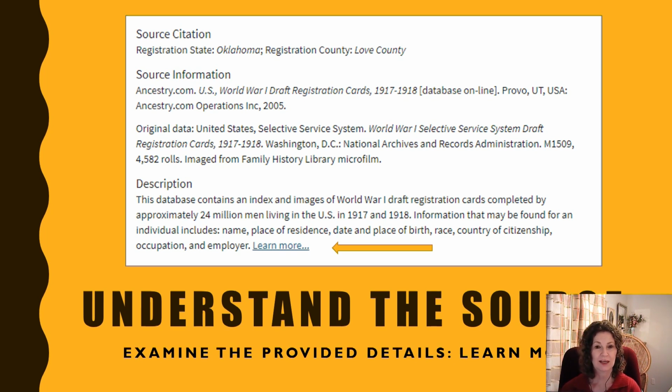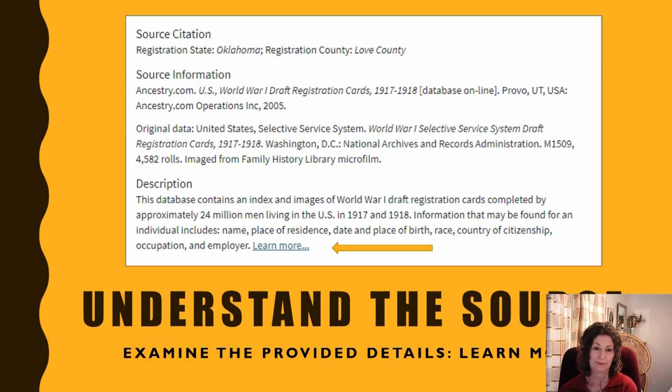Now, what about source information? Does that give us enough detail, enough information? Well, we learned that it came from Ancestry's collection called U.S. World War I Draft Registration Cards, 1917 to 1918. And we get a little bit of an idea of where Ancestry is located and the year that this collection was created. And then we do get some original data that this came from the National Archives, and it's part of the United States Selective Service System. And we also see that it's imaged from Family History Library microfilm. Well, there is a boatload of information there.